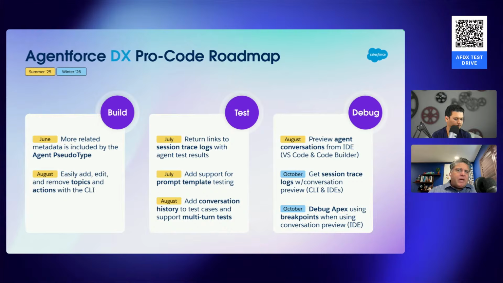And then finally for debug, you saw how we previewed the agent conversation in the CLI. We want to bring that into VS Code as well. So we'll have a new panel that can be opened up, and you can actually have agent conversation previews from there. We want to be able to add session trace information to those as well.